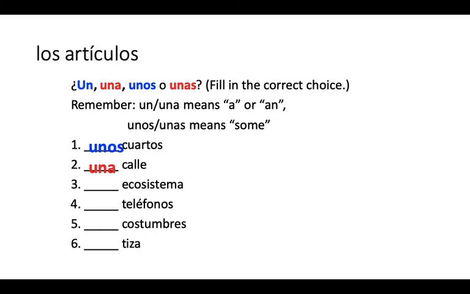How about ecosystem? Ecosistema. Careful here. Un ecosistema. There's our ending, masculine ending, ma. How about some telephones? Unos teléfonos. Some customs. Unas costumbres. Umbre is one of the endings that, as a rule, is feminine. And how about a chalk? Una tiza.